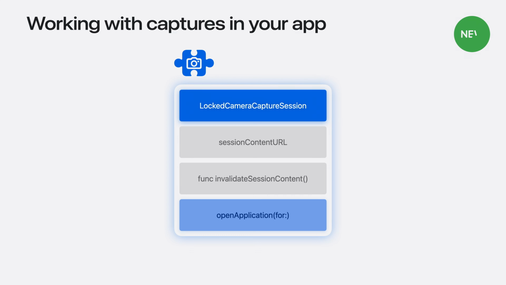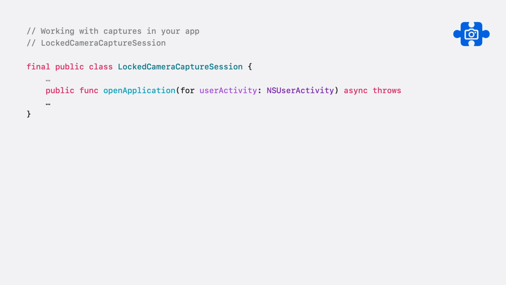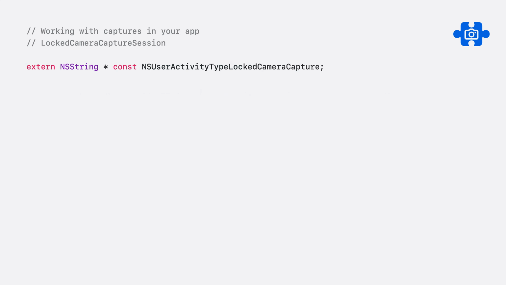To handle these types of interactions, your extension can call the Open Application function on LockedCameraCapture session, which we briefly covered earlier. This function takes a single parameter of an NSUserActivity. As a convenience, LockedCameraCapture also exposes a new NSUserActivity type, NSUserActivityTypeLockedCameraCapture. This new user activity type is intended to be used with the Open Application function as a signal indicating to your application that it was launched from your capture extension.